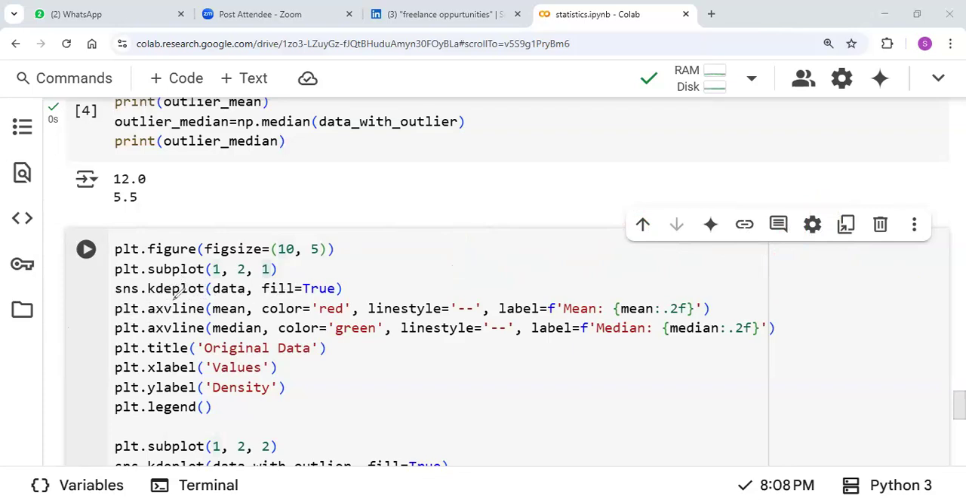Next, in this distribution plot, fill equal to True means we can fill the color under the area of the distribution. It's a simple line plot that shows the maximum concentration, the density, of the data points. Then axis vertical line: I'm going to plot a vertical line that represents the mean in red color. I'm defining the red line style as double dots. I'm going to define a label as mean that consists of the mean value with two floating point representation. Can you understand this one? Clear?